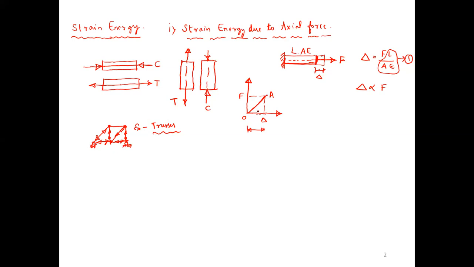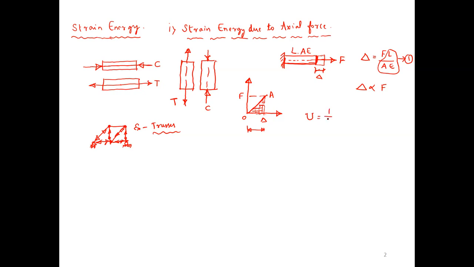So as per our definition, what is the definition of strain energy? It is the energy stored in the material due to deformation. Strain energy is defined as the area under the deformation graph. So now I can write strain energy U directly. What is the area of this particular element, OA?